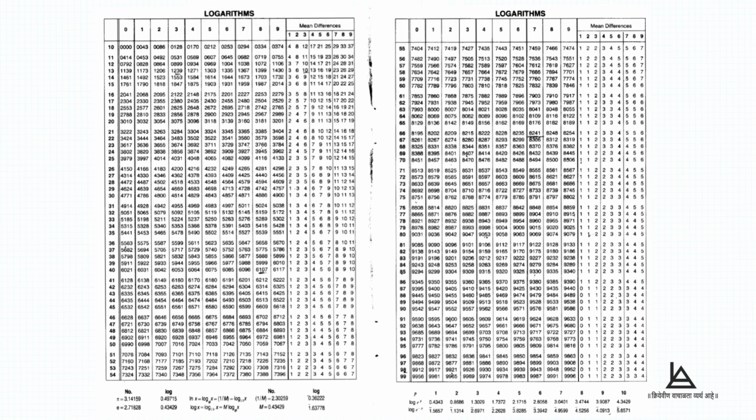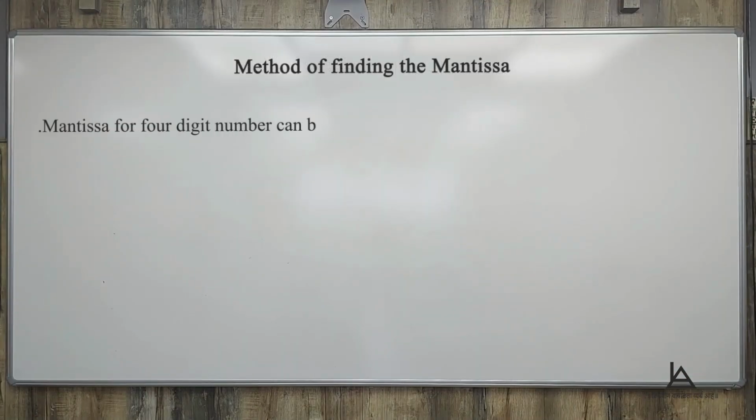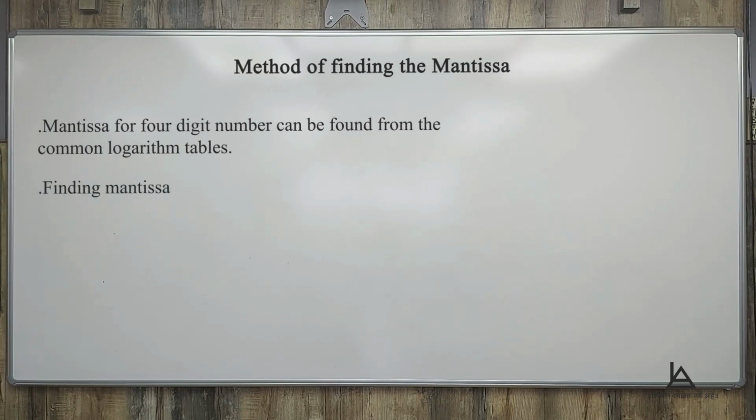Part of the common logarithm tables is shown here on the screen now. The complete logarithm tables will be available to you in the description section of this video. Note that the mantissa for a 4-digit number can be found from common logarithm tables. While finding the mantissa, remember we have to ignore the decimal point. The following example will illustrate the use of the logarithm table for finding the mantissa.